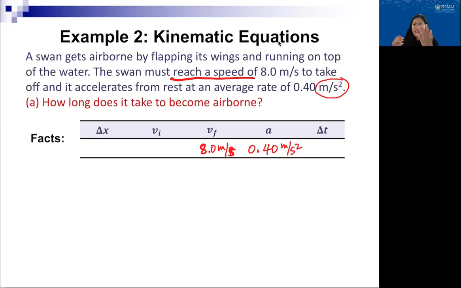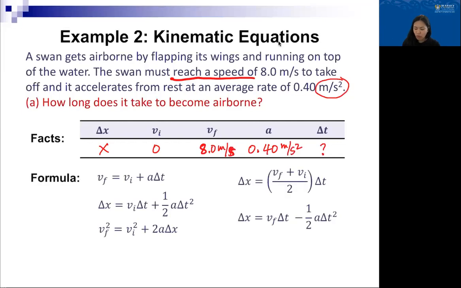Okay, do we know VI? Yeah, very good. VI is 0. We can assume that the swan starts from rest. It starts flapping its wings before it can move. So VI is 0. How long does it take to become airborne? That means delta T is what's being asked. And we are not given delta X. In fact, delta X is the second question. All right, so that's our table of facts.